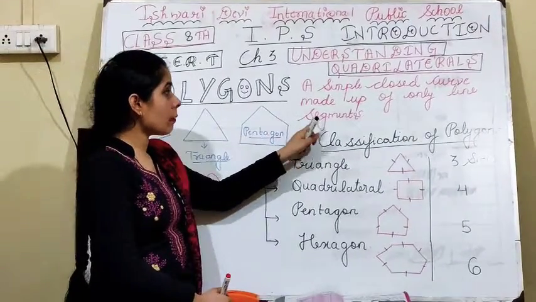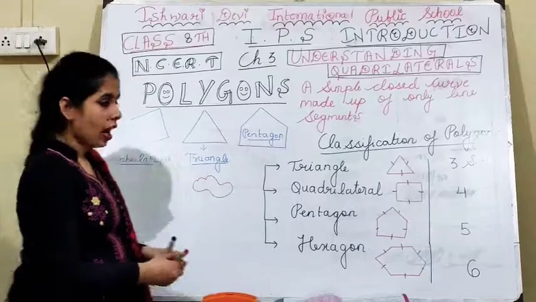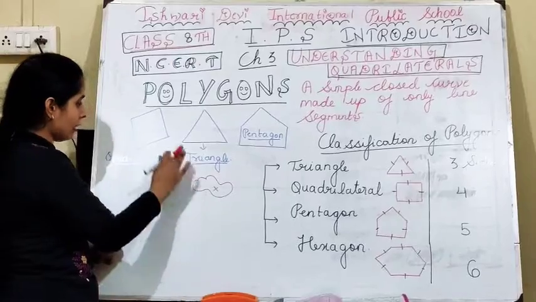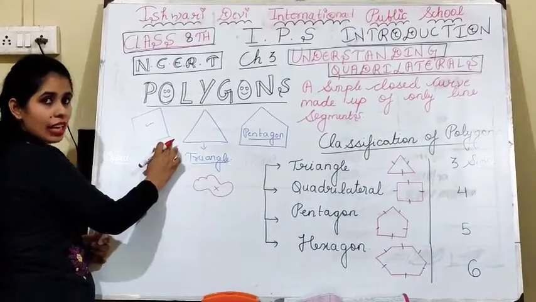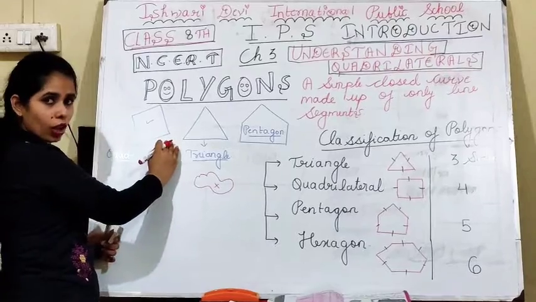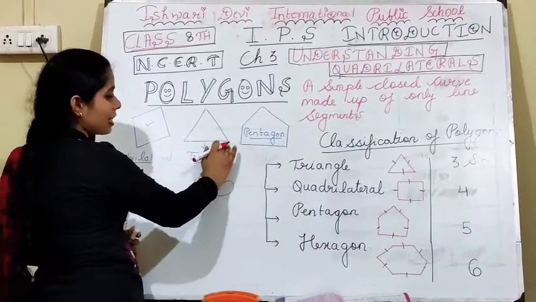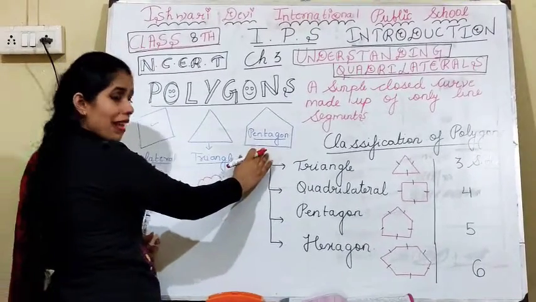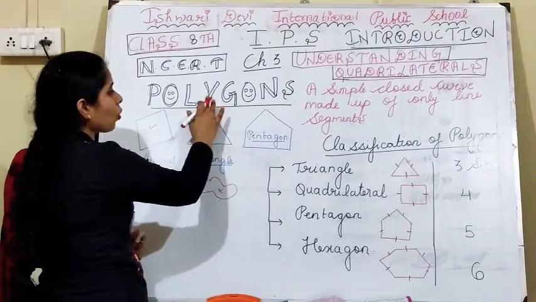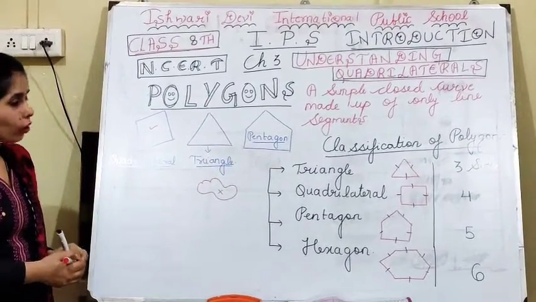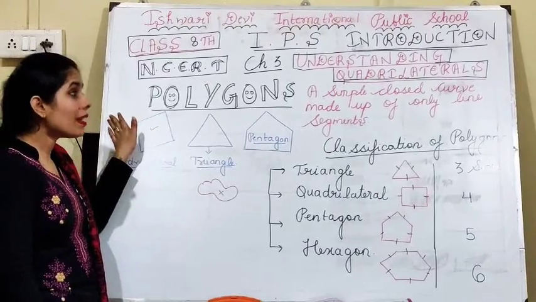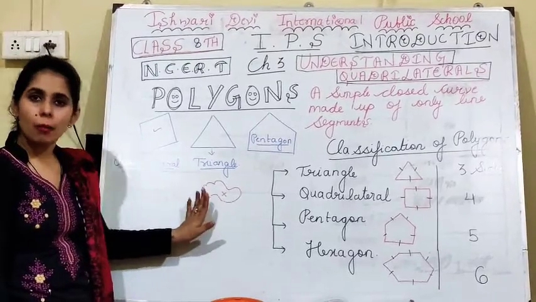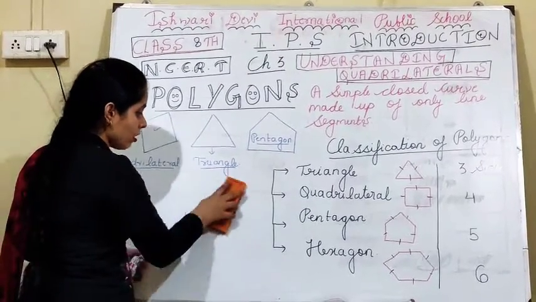A closed figure made up of only line segments. Now does this have line segments? No, this is just a closed curve figure. But this quadrilateral has 4 line segments and it is closed too, so this is a polygon. Triangle has 3 sides, 3 line segments, and it is closed, right? So this is a closed figure. Pentagon, this is a closed figure. So these all are polygons, right? Polygon means a simple closed curve made up of line segments. So this is not a polygon, right? It's just a closed figure.